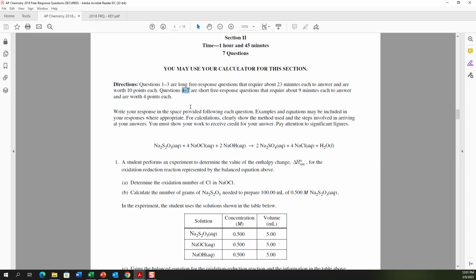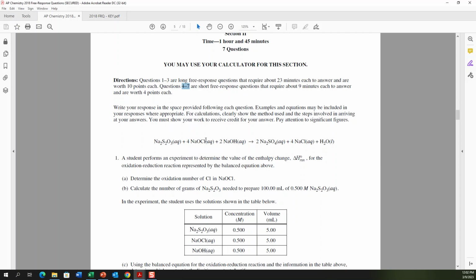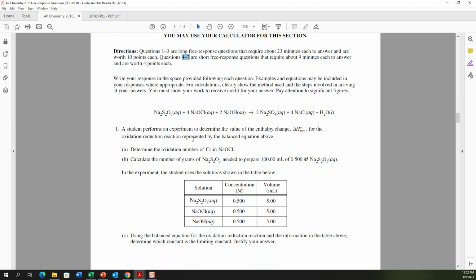But you also want to make sure you're moving fast enough that you read every question, and especially in 4 through 7, some of those questions you can just answer very quickly, but you're not going to be able to if you don't get to it. All right, so let's go to question 1.